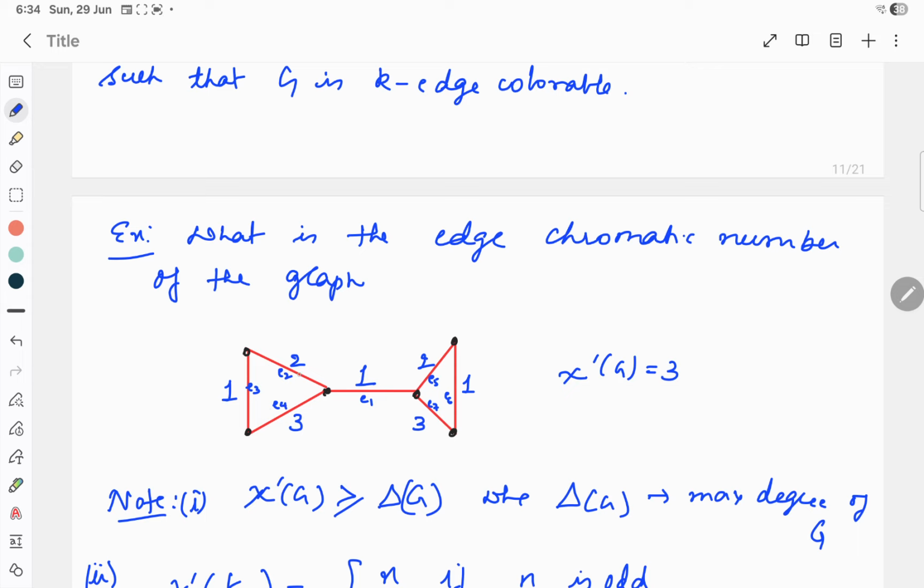E3 is adjacent to E2 and E4 but not adjacent to E1. Hence I can repeat this color 1. Similarly, for E5 I can use 2. For E7 I can use 3 because E7 and E4 are not adjacent, so I can use the same color. E6 is not adjacent to E1, hence I can use the same color 1. So therefore, with the minimum number of colors, we have colored the edges and the chromatic index of the graph G is 3.